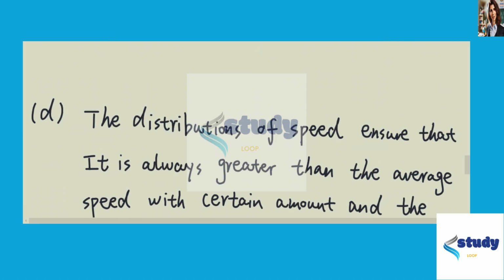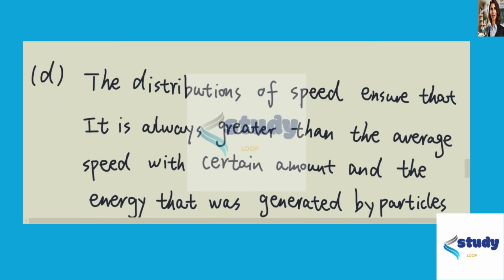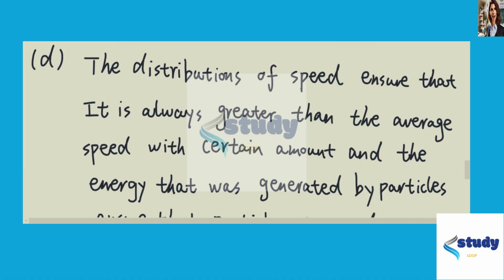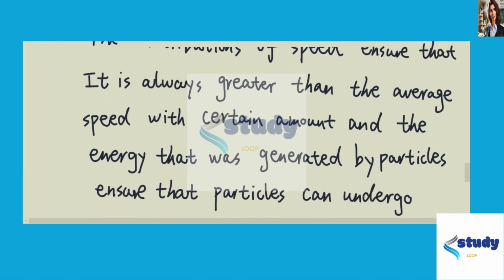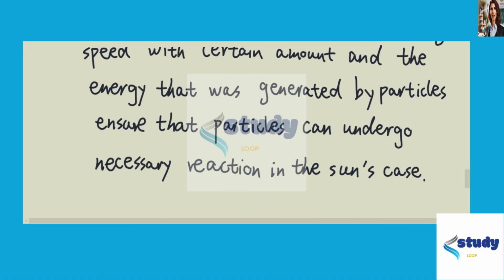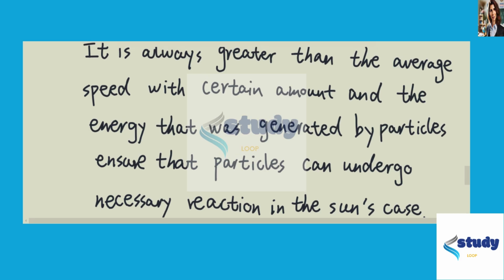For the last question, the temperatures we just calculated are way higher than the temperature in the sun's core. All these calculations were based on the particles' average speed, which means the distribution of speeds ensures that some particles are always faster than the average by a certain amount. The energy generated by those particles ensures they can undergo the necessary reaction in the sun's case. And these are my answers for this question.